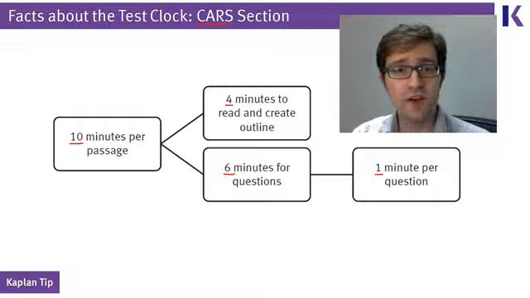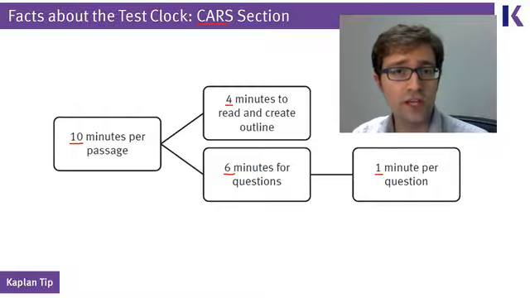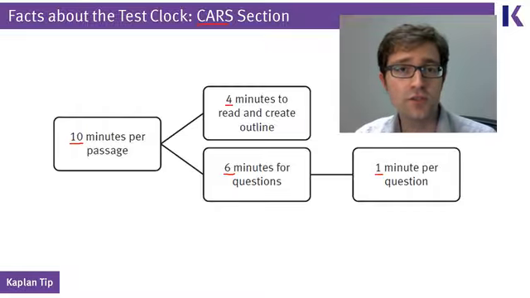So those are the basic facts. No matter what your individualized strategy is, for the science sections, you do the discrete questions first, then spend 8 minutes per passage. For the cars section, you spend 10 minutes per passage.